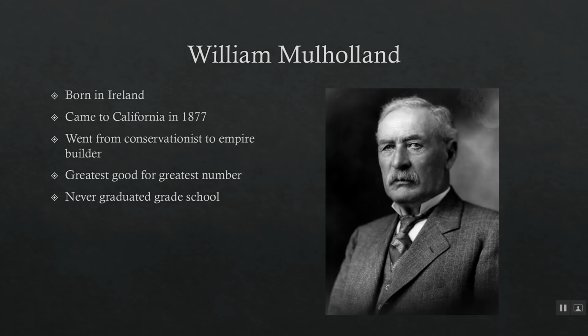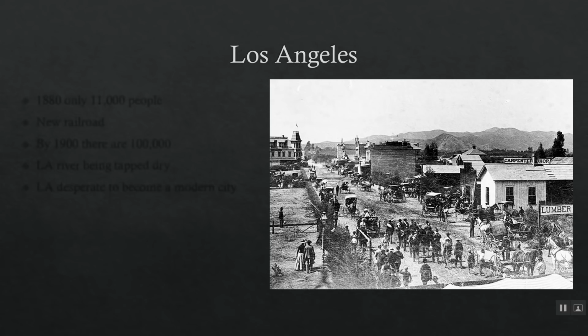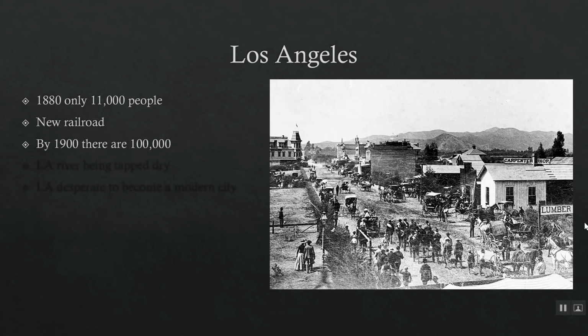In Los Angeles in 1880, we only have about 11,000 people. Right, it's very small. It's not quite an important city on the map. And then the railroad is built. The railroad comes to LA, and by 1900, there are 100,000 people in LA. And the LA River, which is the primary source of water, is being tapped dry.